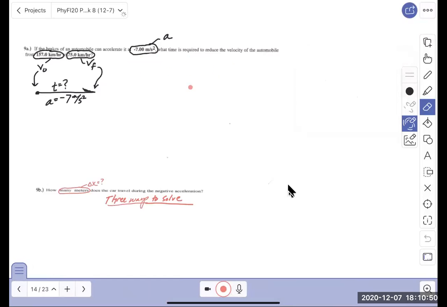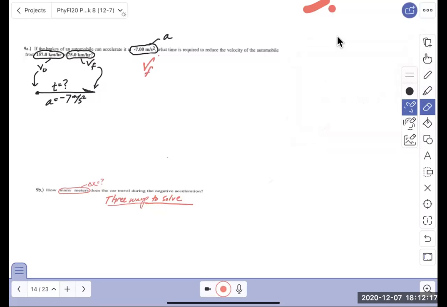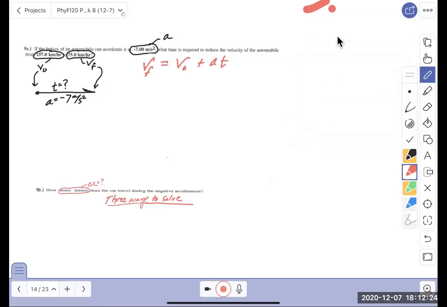Hold on a minute, I've got to check something. Let me pause this. All right, so let's go ahead and solve this, and we're trying to solve for time. So it looks like the first orange is going to work. We just find V final equals V naught plus a T. I'm solving for T, so that's V final minus V naught over a.